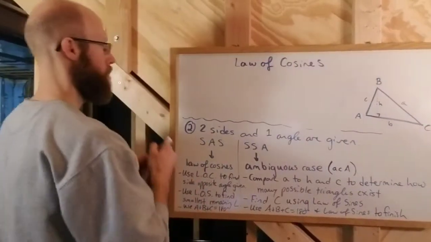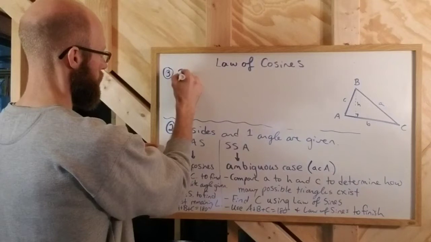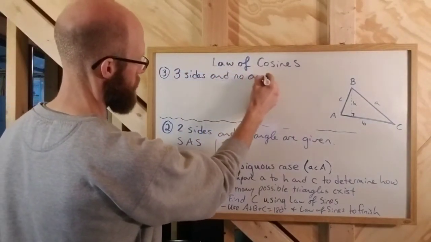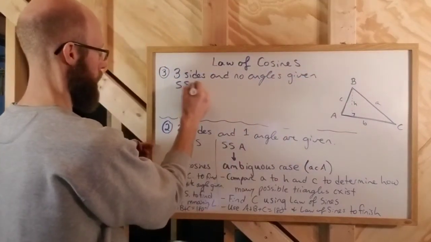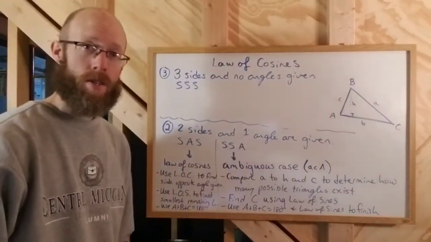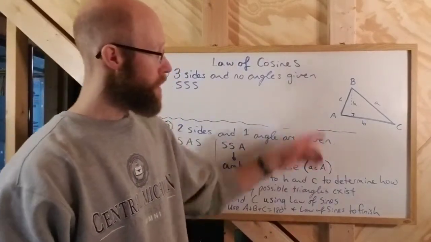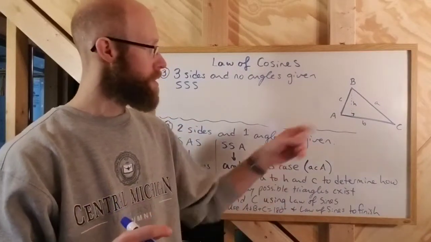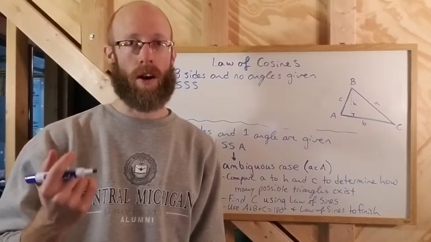Okay, so option 3 is you have three sides and no angles given. We call that the SSS situation. With SSS, you can't possibly use the law of sines, because with three sides, you don't have any side and its opposite angle known, so you can't fill in a full ratio in the law of sines.